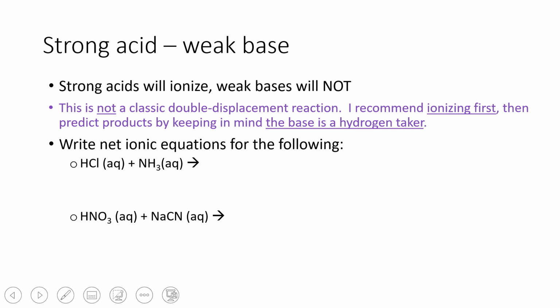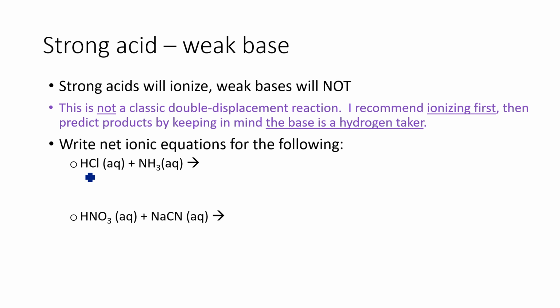All right, now let's look at strong acid, weak base. This one does not follow the classic double displacement reaction. So when you're thinking through this, what I might recommend is ionizing things first, and then keeping in mind that the base is a hydrogen taker. If you're trying to figure out what the product of this reaction would be, let me show you what I mean.